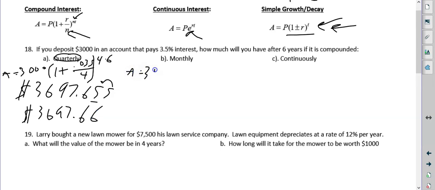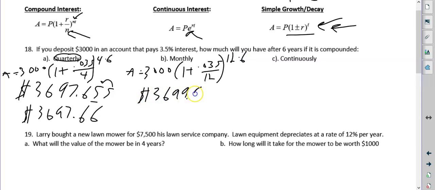Future value, principal, 3,000. 1 plus 0.035 does not change. And then monthly is 12. This becomes 12, and then this stays 6. So the only change from A to B is changing the 4 to 12, quarterly to monthly. Okay? I'm not going to do this on the calculator, but it is $3,699.90. And remember, even if this is just 0, put 90 because it's money.